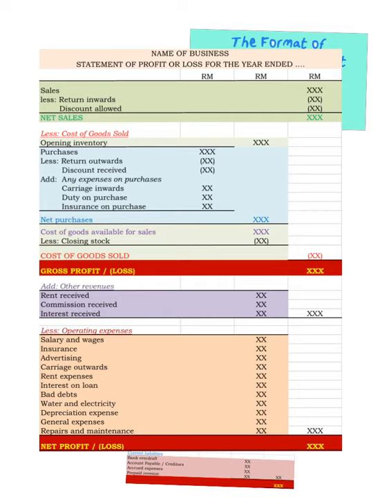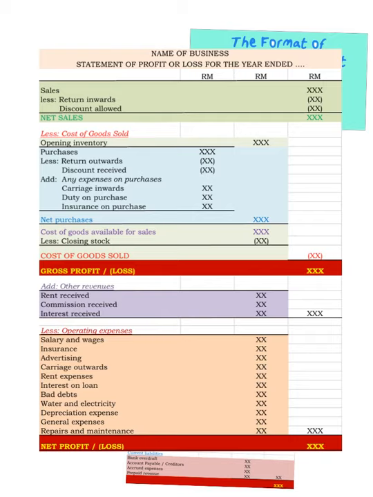Okay, so now this is the format of the financial statement that you will need to do when you have already prepared your trial balance. I am sure that you have already done the trial balance. To be able to do the financial statement, you must already be able to prepare the trial balance when you are given a set of transactions. Once you have prepared the trial balance, we are going to use the list in the trial balance to prepare the financial statement. So financial statement consists of two.